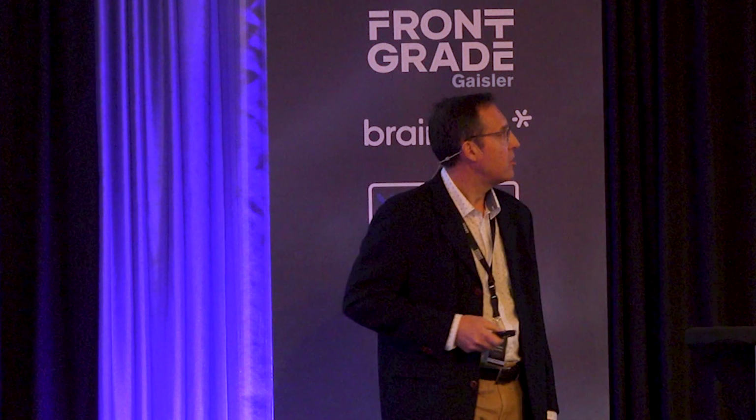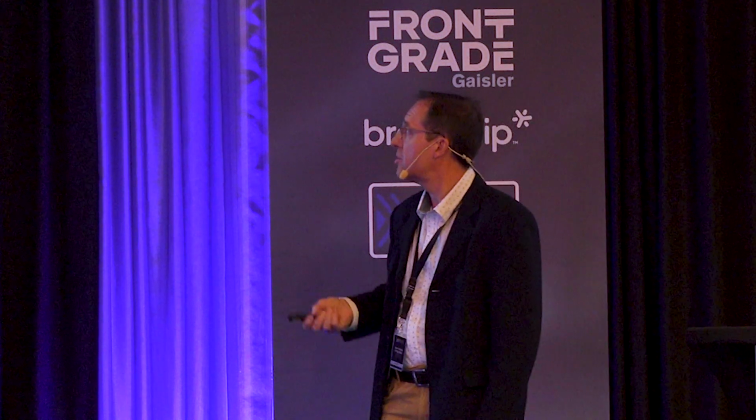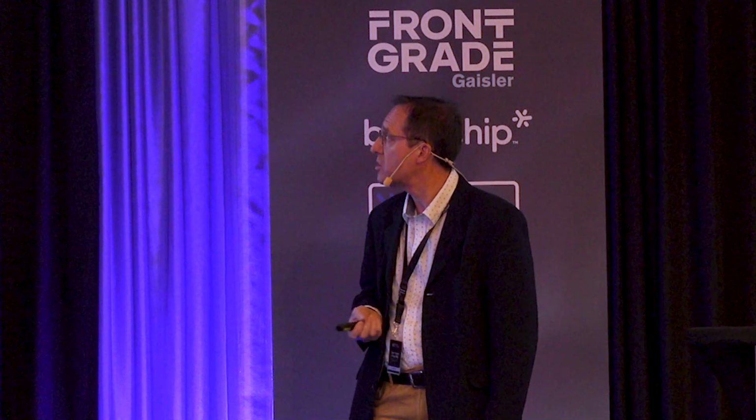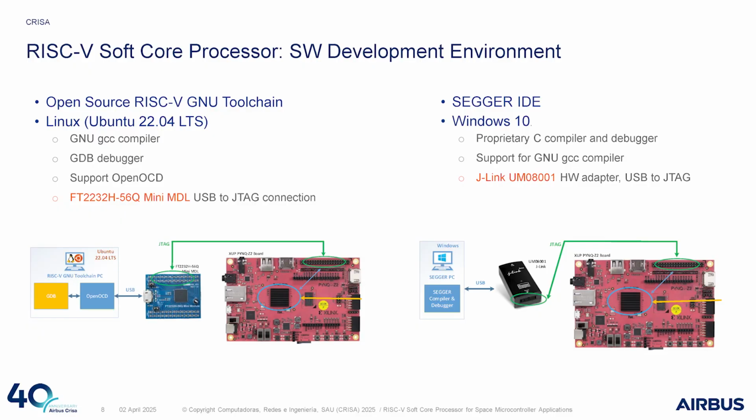Regarding the software development environment, as I said before, we can develop from Linux and Windows. In Linux, we are using the RISC-V GNU toolchain. Basically, in Ubuntu, we support OpenOCD, and we are using the FT2232H board to connect the PC to the hardware in which we are running the core. And in Windows, we are using SEGGER IDE, which is a proprietary C compiler and debugger, but it also has support for the GNU GCC compiler. And we are using the J-Link UM08001 adapter.